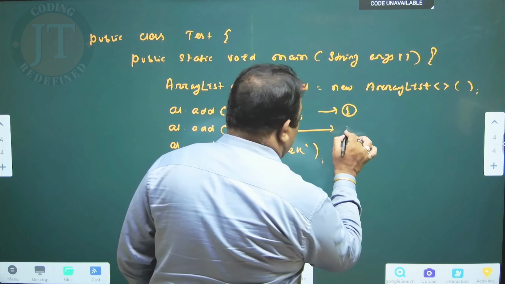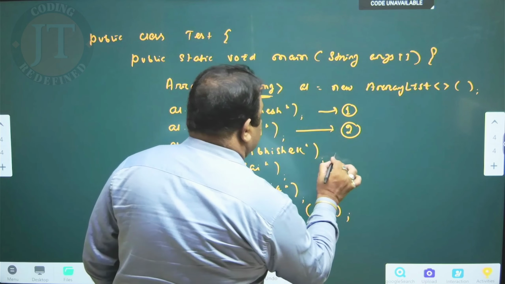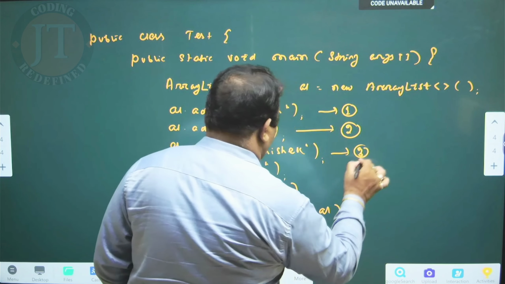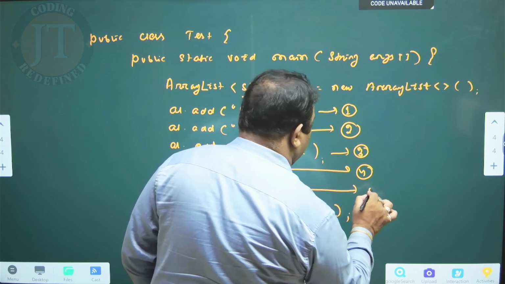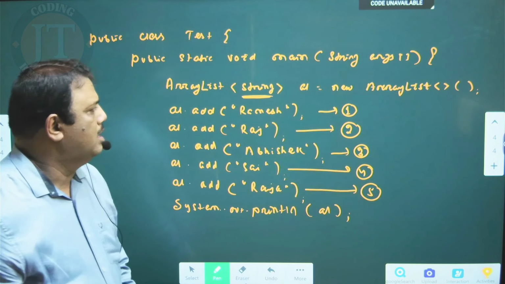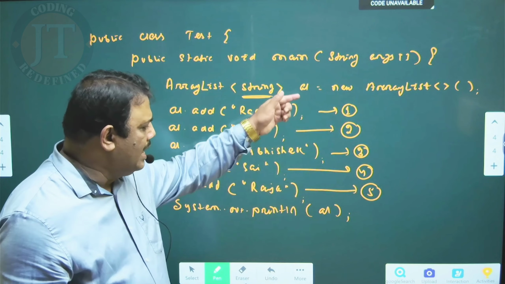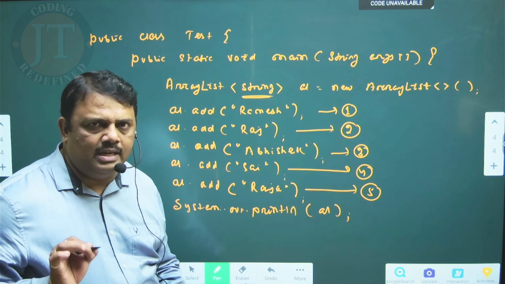So this is the first element, this is the second element, this is the third element, this is the fourth element, this is the fifth element. Because ArrayList holds the elements in which order? That is the insertion order.